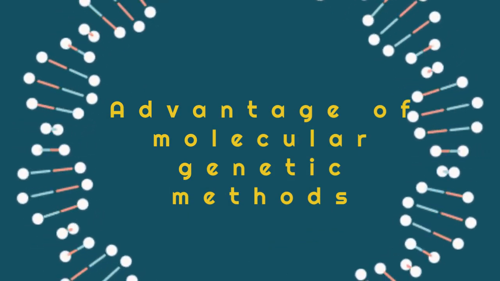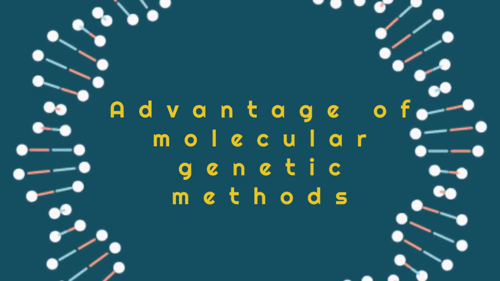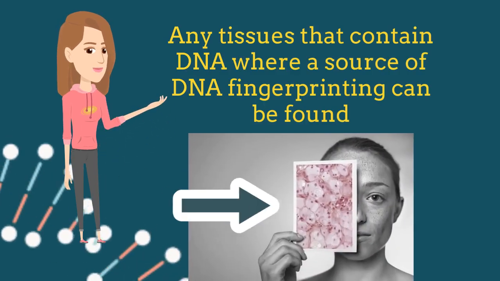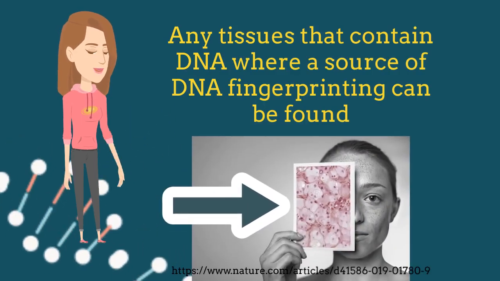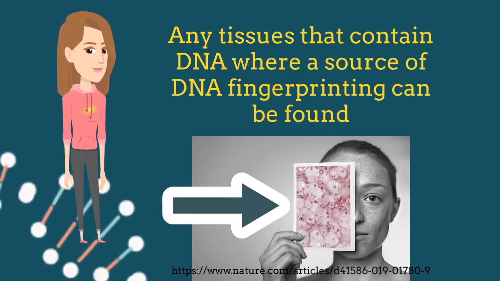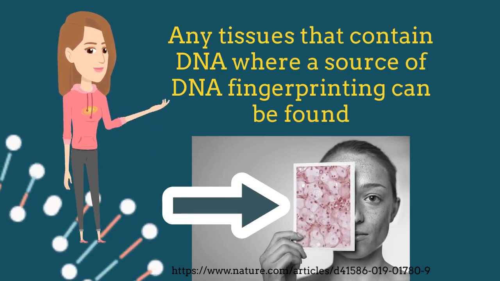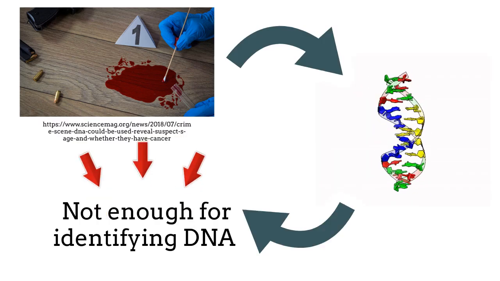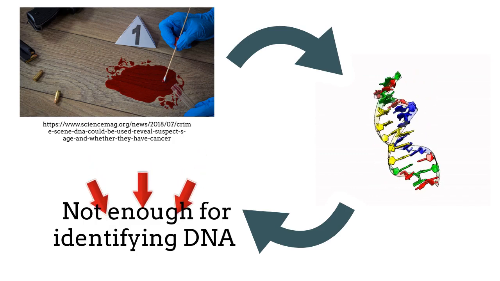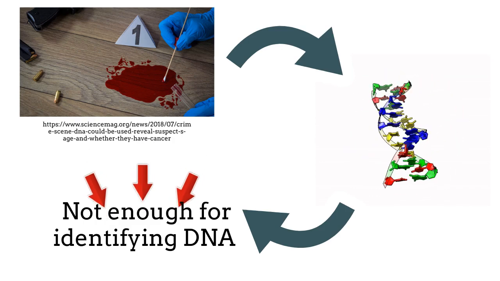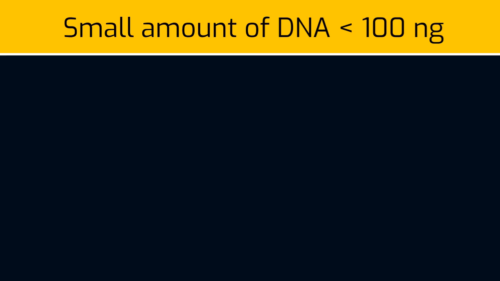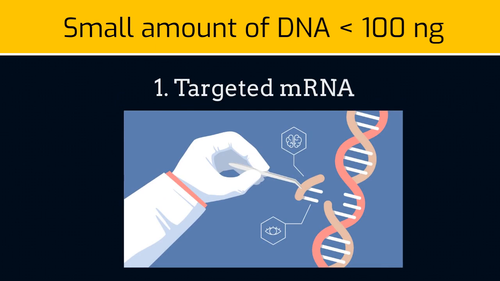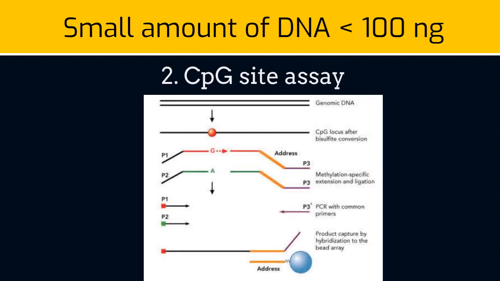The main advantage of molecular genetic method is they can be applied to any tissue that contain DNA where a source of DNA fingerprinting can be found. Generally, the amount of nucleic acid in forensic specimen is not enough for identifying DNA. Two methods have been developed, which are targeted mRNA and CpG site assay, specifically for small amount of DNA to estimate age with marker.